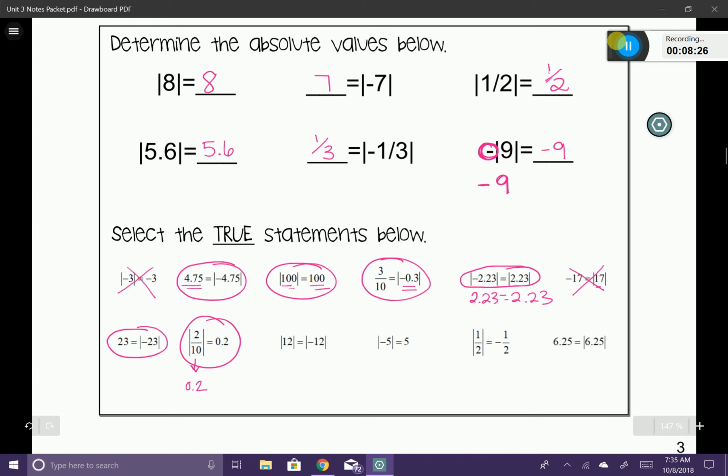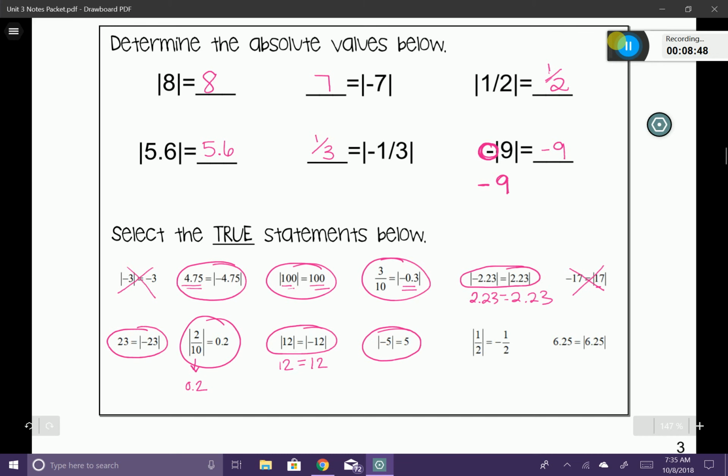The absolute value of 12 is equal to the absolute value of negative 12. You can see that if I were to simplify these down, it would actually simplify to 12 equals 12, which is a true statement. The absolute value of negative 5 is equal to 5. Well, that is a true statement as well because it yields a positive answer.